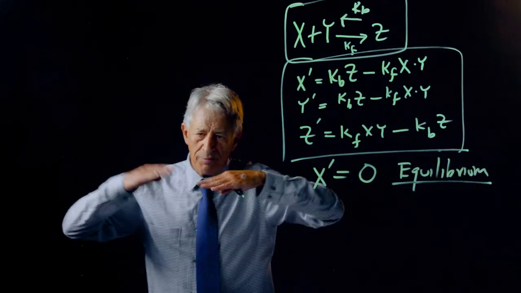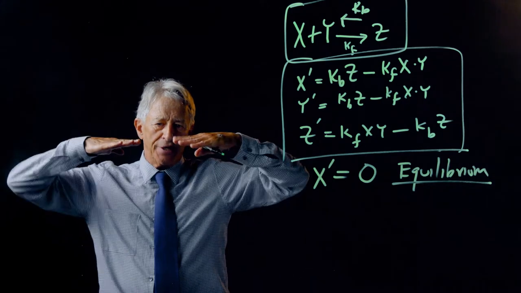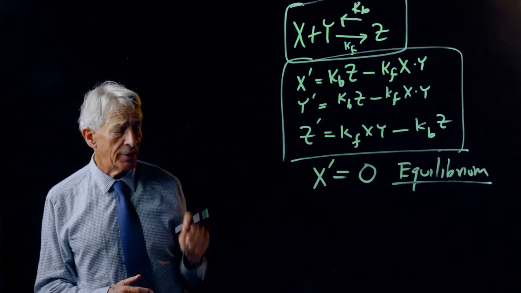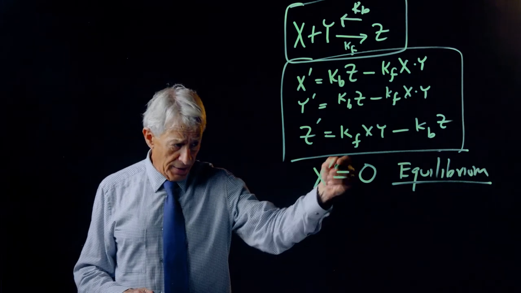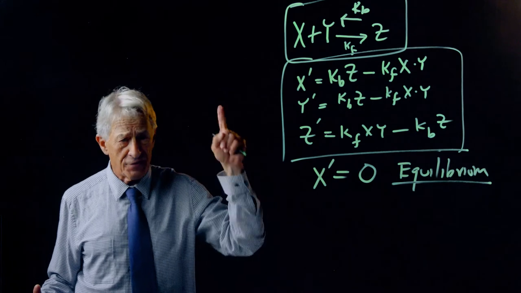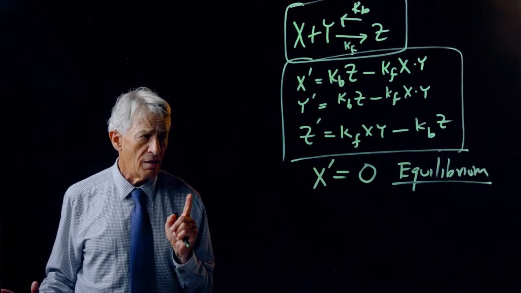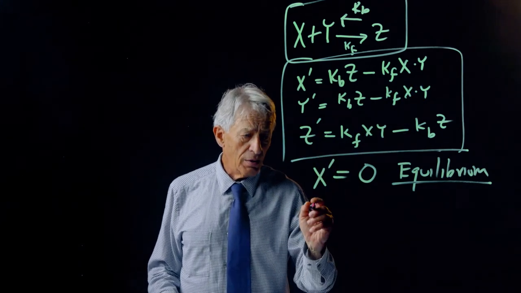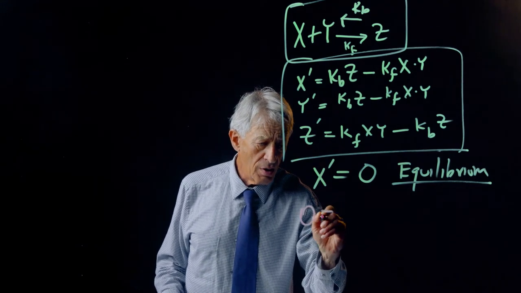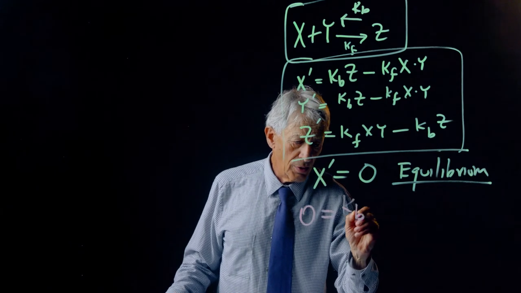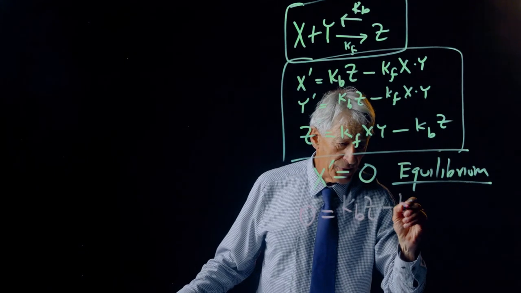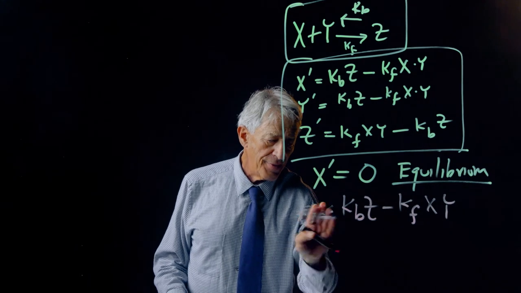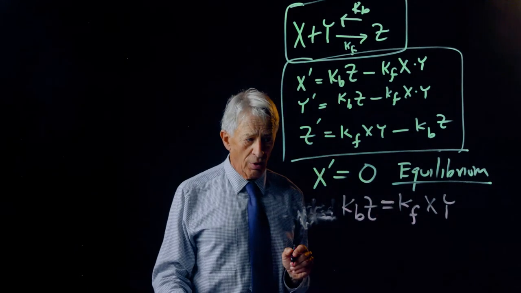So at chemical equilibrium, these quantities are not changing grossly. And so X prime equals zero, and it is said to be in chemical equilibrium. And we're going to be studying equilibrium points of differential equations, a huge subject, but this is our first example of one. And we can just stare at the top line there and say, well, if X prime is zero, then zero equals KB times Z minus KF times XY. Let's make those two equal.